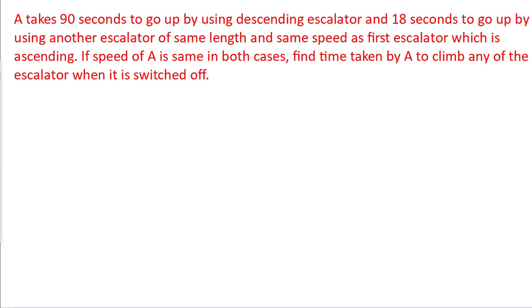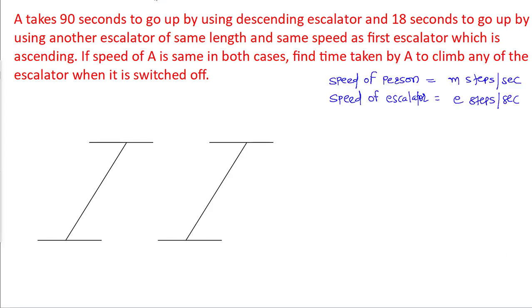Okay, look here. Over here there are two escalators. The first escalator is descending. Let's say this is floor x, floor y. From this escalator A takes 90 seconds to go up. Over here, on the first escalator, A is traveling in the upward direction. The time taken by A is 90 seconds.